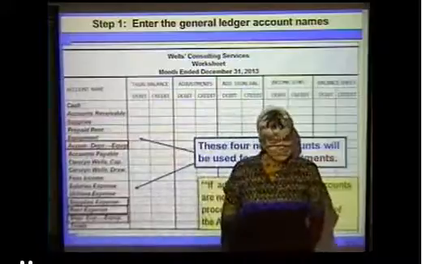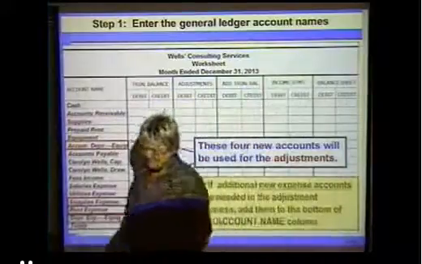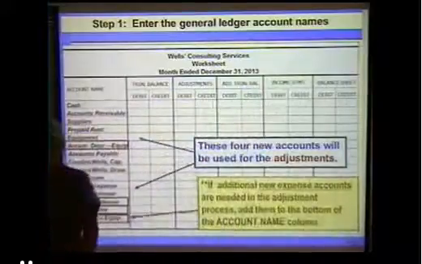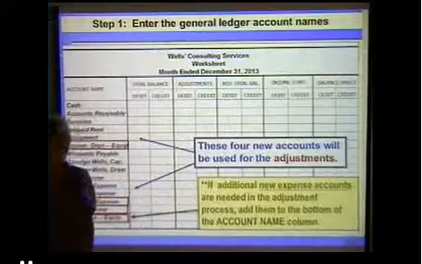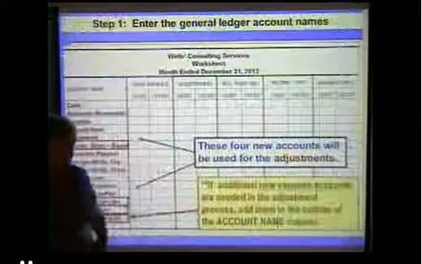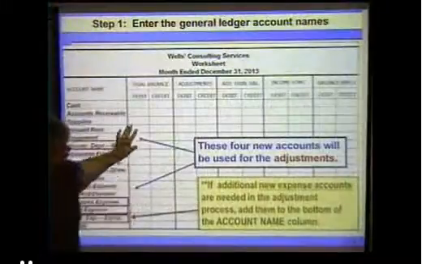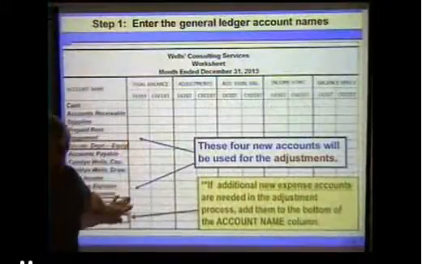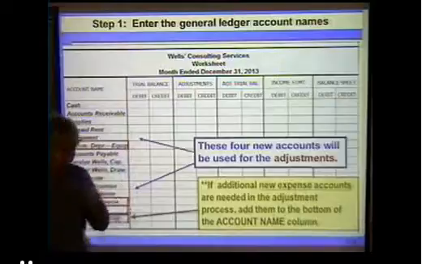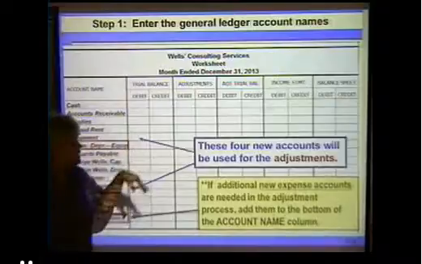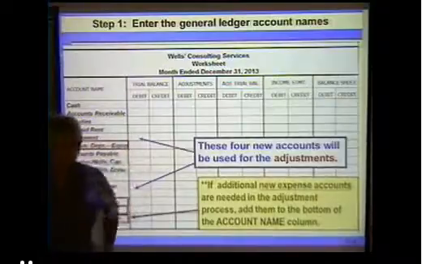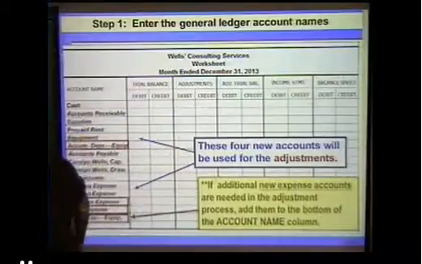Okay, I get the whole supplies expense and rent expense. I understand that. Right. But you don't have to understand any of the rest of it now. We're going to go over adjustments in a minute. All I'm doing is showing you that you've got some new accounts. And we're going to talk about each one of them. Okay.